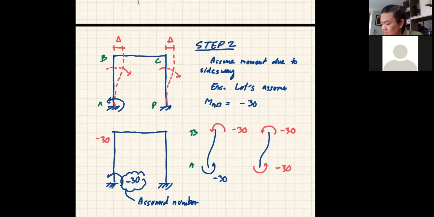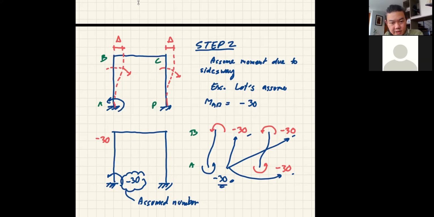So by assuming this to be minus 30, you must assume this to be minus 30, this to be minus 30, and this to be minus 30 as well. Let's say if I assume this number to be minus 100, these three numbers have to be minus 100 as well, because we know the relationship. We can assume these three numbers based on the relationship of the members that we know. Are you still with me?